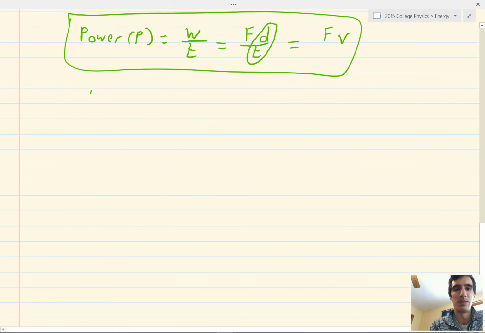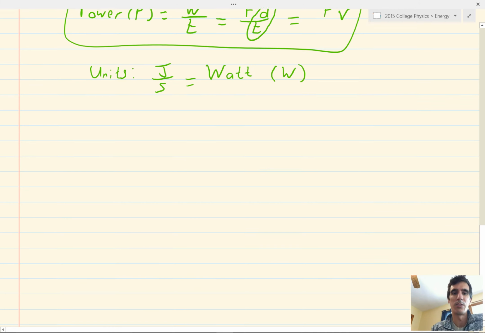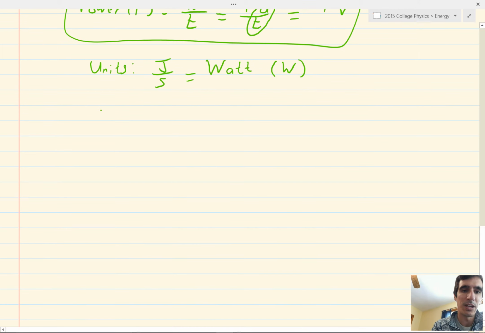Units of power is a joule, which is units of work, divided by a second. And we simplify that to a watt, W-A-T-T, which is capital W. Oh, it is a scalar as well. So power is a scalar.